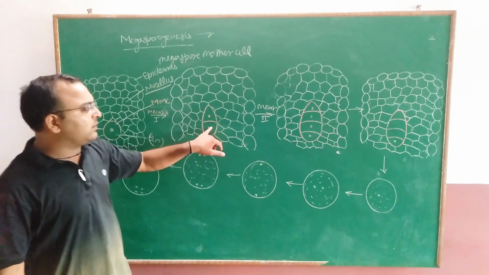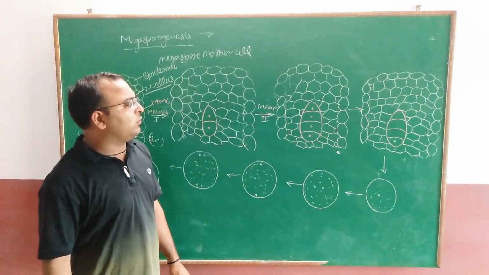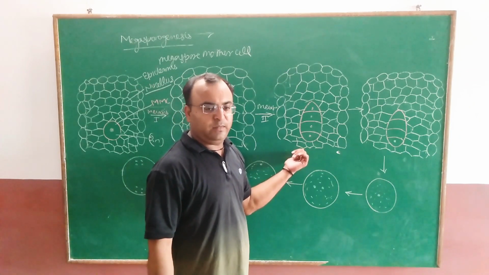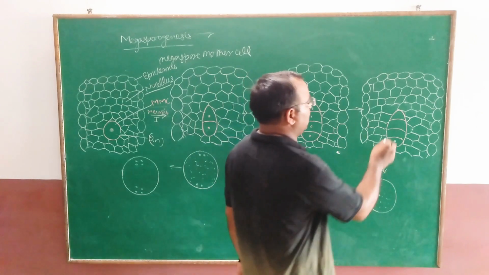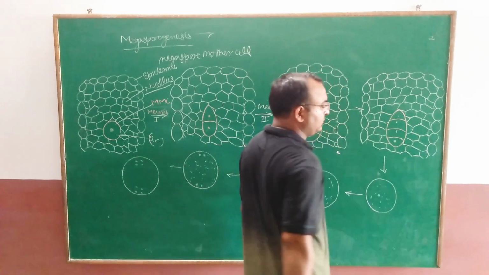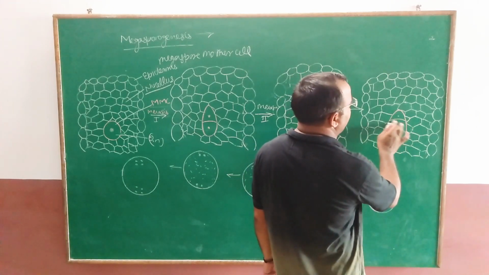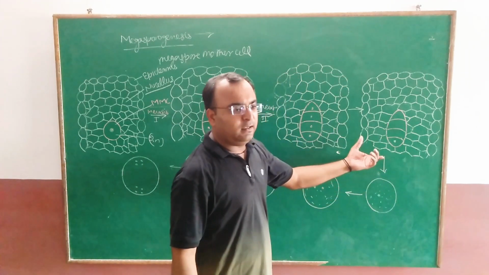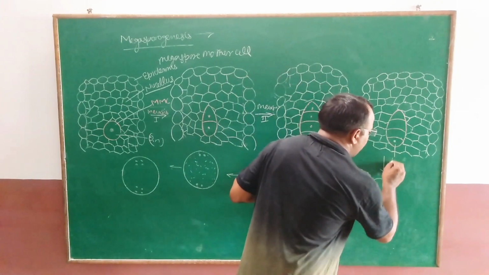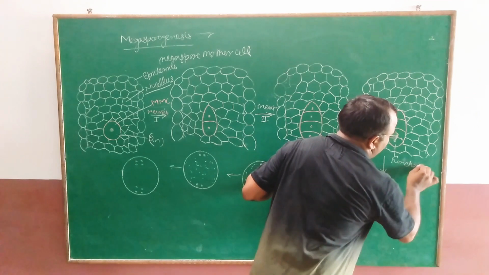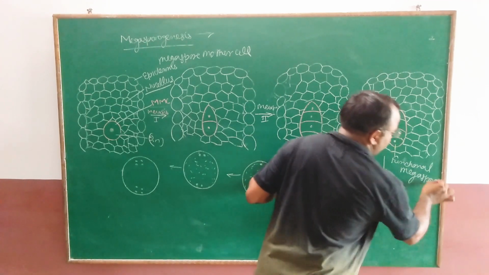So these 2 cells further divide and help in the formation of the 4 cells. These are known as 4 megaspores. Is it clear? Out of which 3 megaspores are going to degenerate. When they degenerate, whatever reserve food material they have, they provide it to the functional megaspore. Functional megaspore. Is it clear?